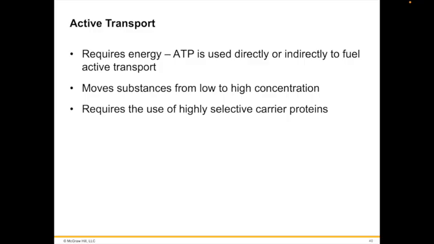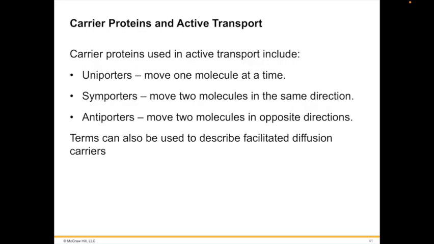The use of energy from ATP in active transport may be direct or indirect. Let's first consider how ATP is used directly to move ions against their concentration gradients. So here are those carrier proteins mentioned moments earlier. The uniporters move one molecule at a time, with symporters moving two molecules in that same direction, and antiporters moving two molecules in opposite directions.